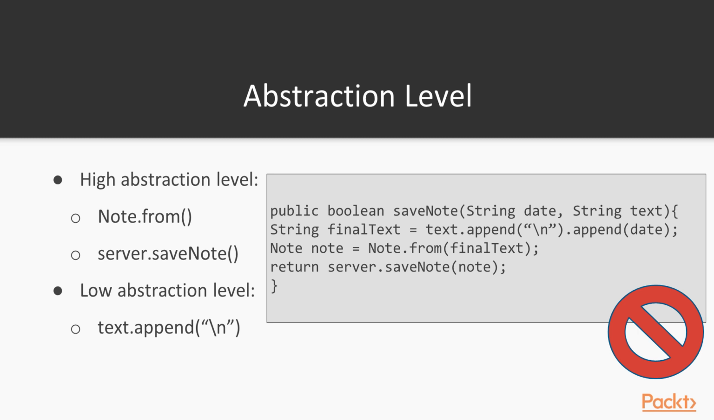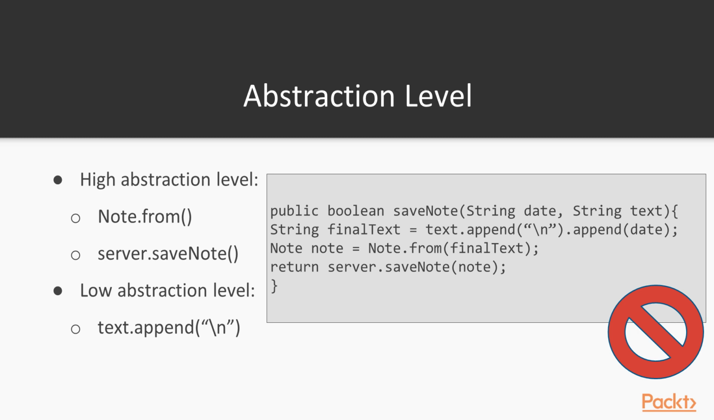But in the low abstraction, you know exactly what is happening. Usually you're manipulating primitive types. So for example, when you have a final text string, right? And then you're manipulating a string, you're calling the method append, which is actually modifying a primitive type string. You're appending the /n. So this is an example of low abstraction level.